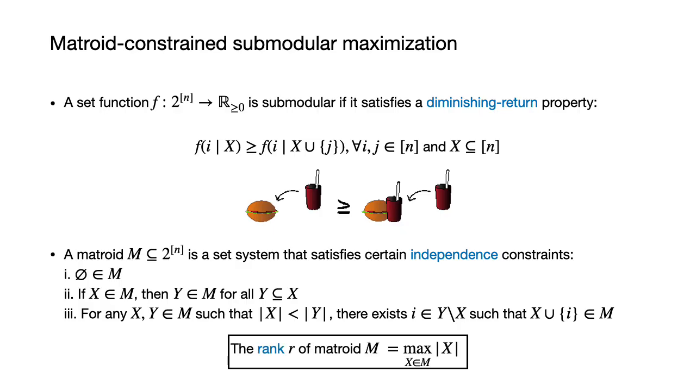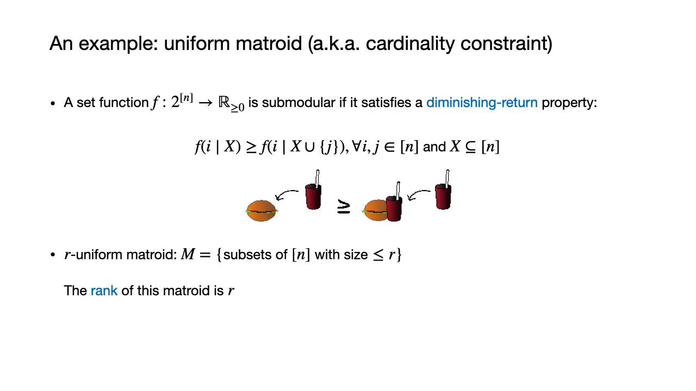There's an important concept in the Matroid theory called the rank of the Matroid. In this talk, we denote the rank of the Matroid by R. It is simply the size of the largest set in the Matroid. A concrete example of Matroid is uniform Matroid, also known as cardinality constraint. An R-uniform Matroid simply consists of all subsets with size at most R, and the rank of this Matroid is obviously just R.